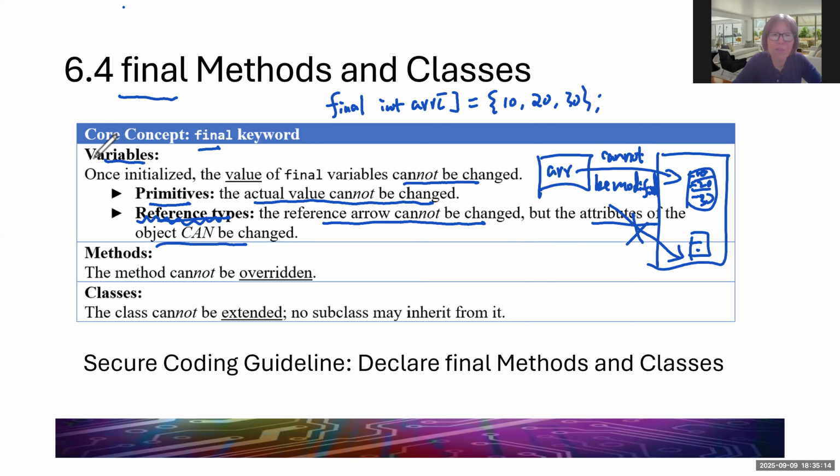Besides variables, final can also be applied to methods. If you apply the final keyword to a method, that means the method cannot be overridden. We can also apply it to a class. If the class is defined as final, it cannot be extended, so it cannot have a subclass. That's the difference when it is used for a variable, method, and class.